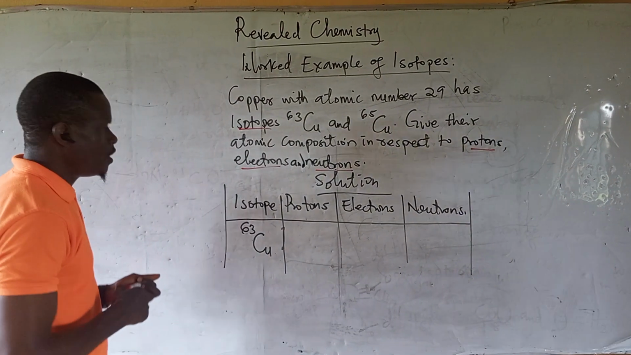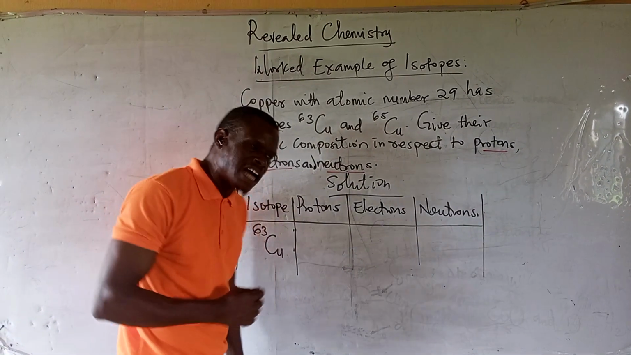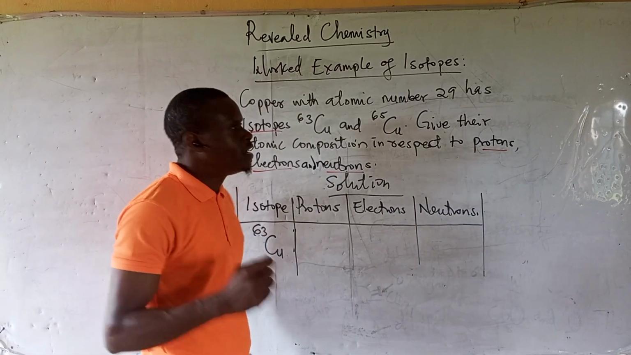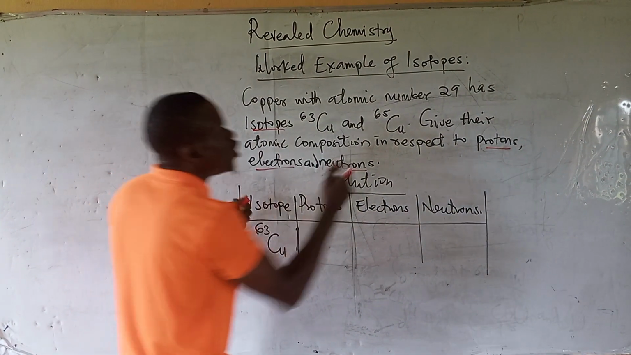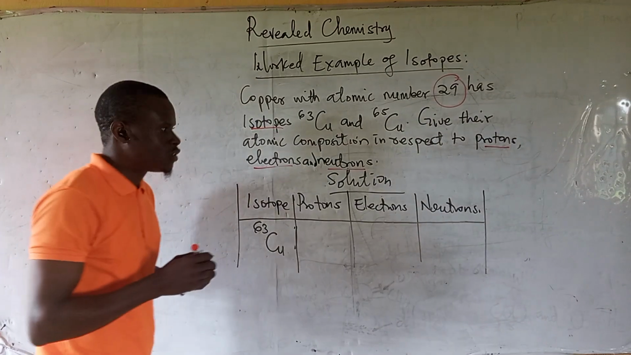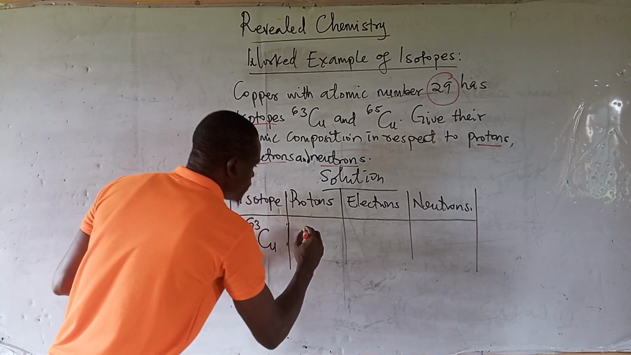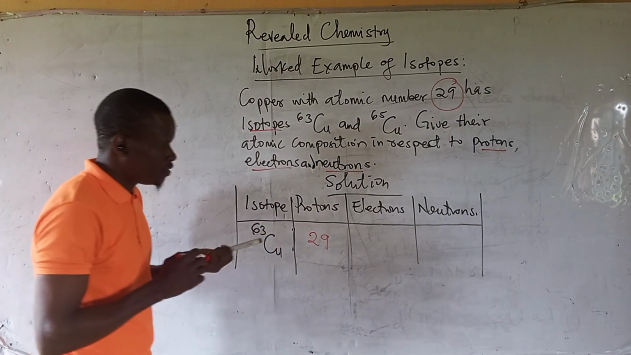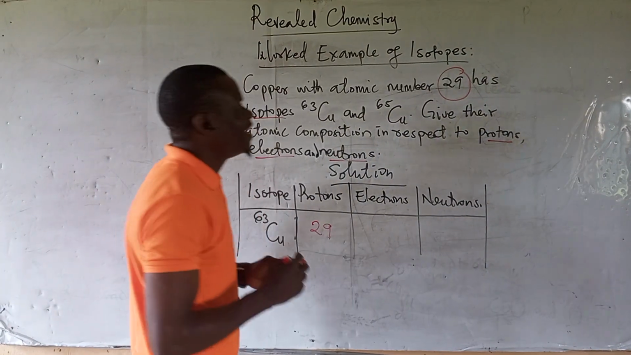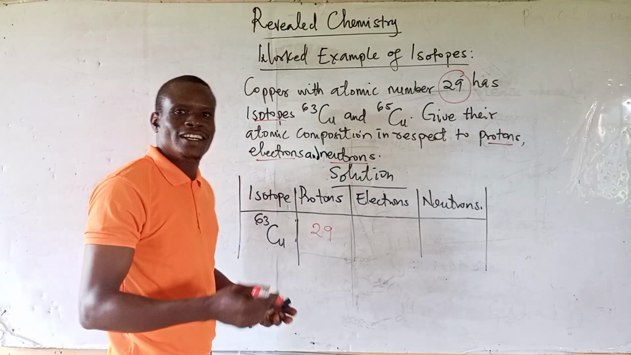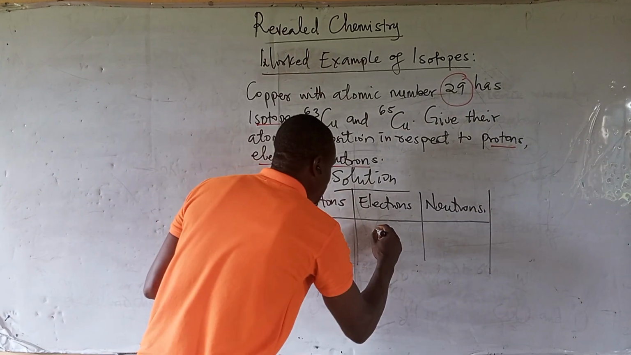Remember in our previous video, I told you that proton number is the same thing as atomic number. Now look at the question. It says copper with atomic number 29. So very simple, the proton number here is 29. And if you watched the previous video, I told you that the number of electrons is the same as the atomic number and proton number. So the answer here again is 29.